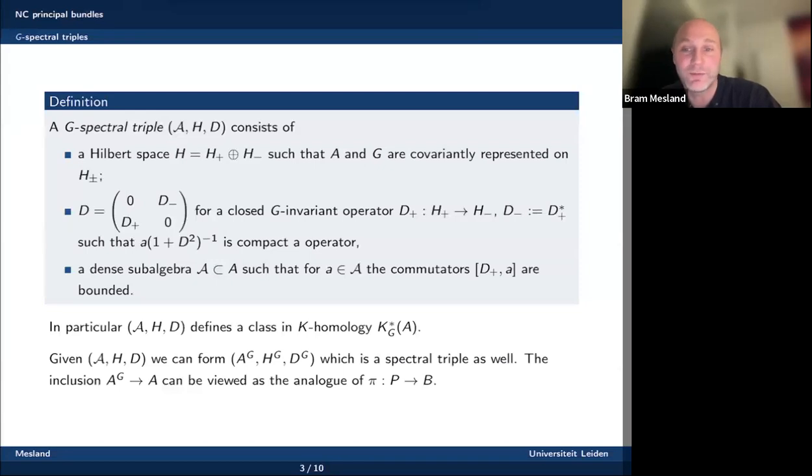So meaning that if we conjugate an element of A by now a unitary that implements the action of G, then we actually see the action on A. And then we have an operator D, which is closed and G-invariant, and it swaps the Hilbert spaces in the grading. And now I said from the start that my algebras would be unital, so the requirement that A times (1 plus D squared) inverse is compact would just reduce to the requirement that (1 plus D squared) inverse is compact.